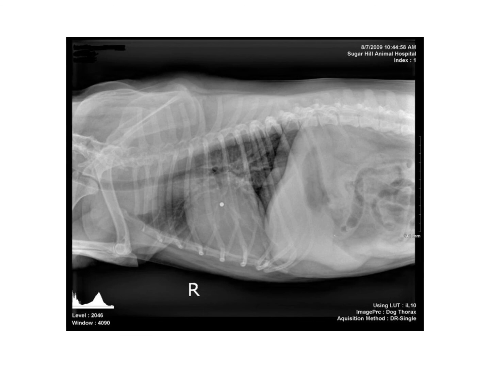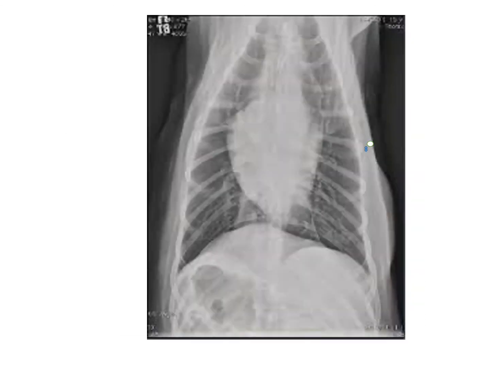This is why we take two views. Here's the BB. The BB is actually just lodged underneath the dog's skin. X-rays, you must take two views because an X-ray is a two-dimensional picture of a three-dimensional object. So you could see on that previous one, it looks like that BB is in that dog's heart, when in fact it's just burrowed under the skin.